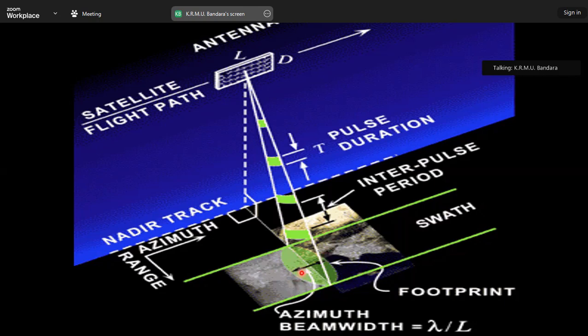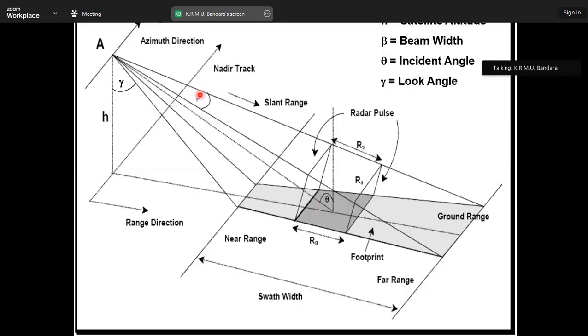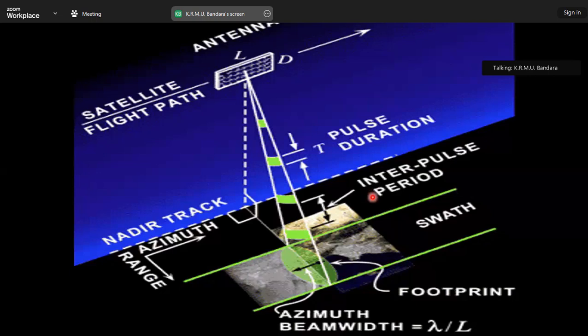This is the beam width in this direction, the azimuth direction. The beam width is called beta. It is defined by the wavelength divided by the antenna length. Normally, the azimuth beam width is defined by lambda divided by L. If lambda is fixed for a particular system, with one wavelength, and L is increasing, the beam width is decreasing.